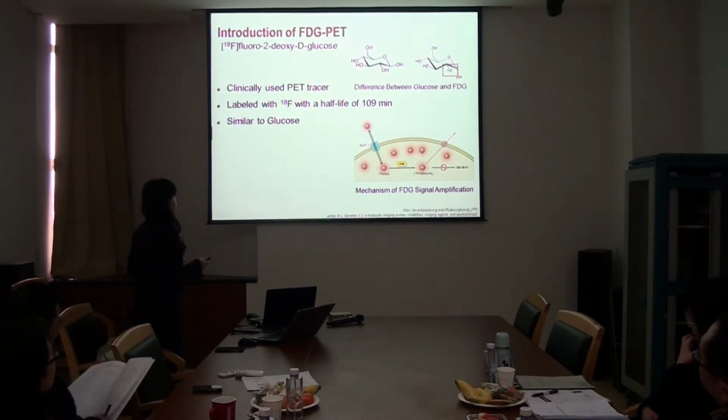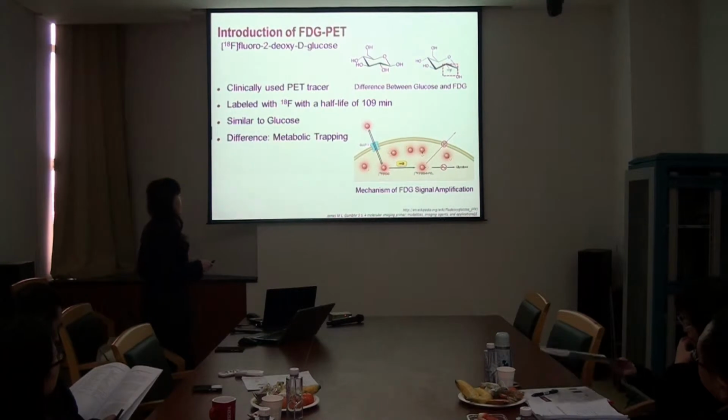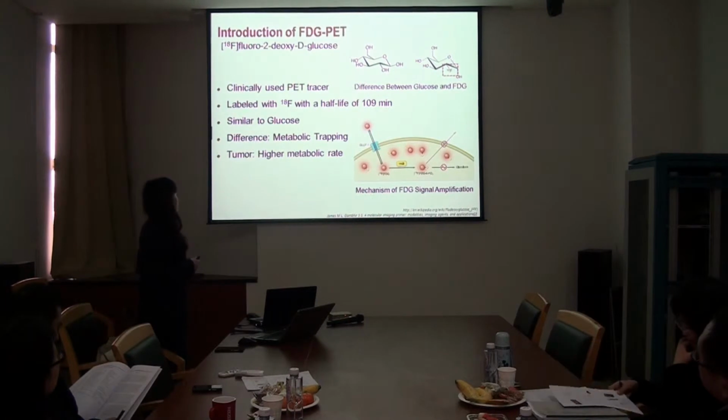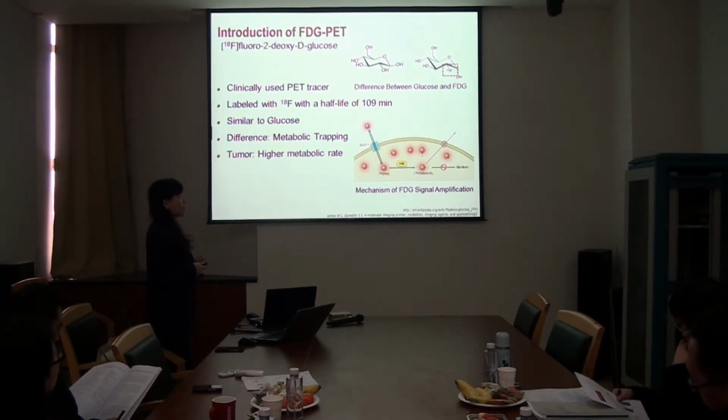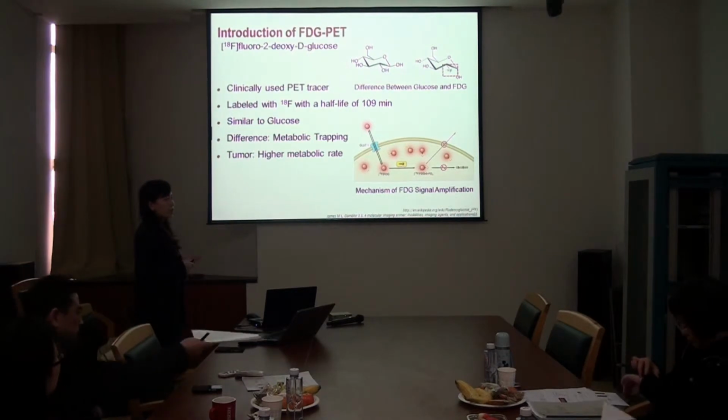FDG is taken into cells by GLUT1 and phosphorylated to form FDG-6-phosphate by hexokinase. But it's different from glucose in that further metabolism is prevented due to the absence of the 2-carbon hydroxyl. So FDG remains trapped within the cell, and the phosphate accumulates in the cells, leading to signal amplification, and therefore it's a suitable indicator for a cell's need for glucose. The metabolic demands of tumor cells are very different from normal cells. FDG uptake in tumor cells is significantly higher than in normal ones, so it can serve as a biomarker for malignancies.